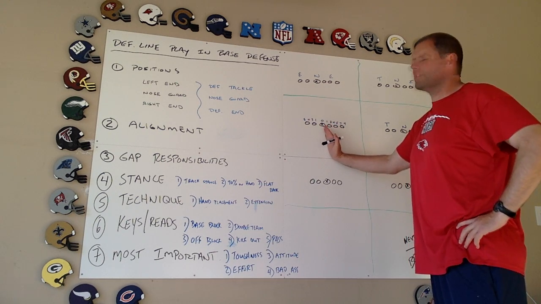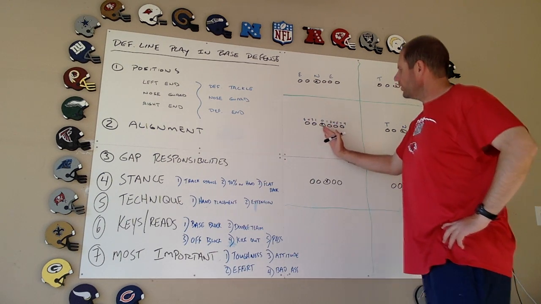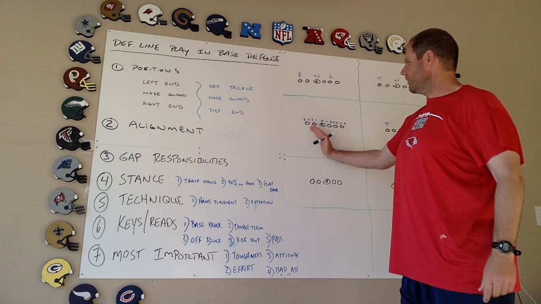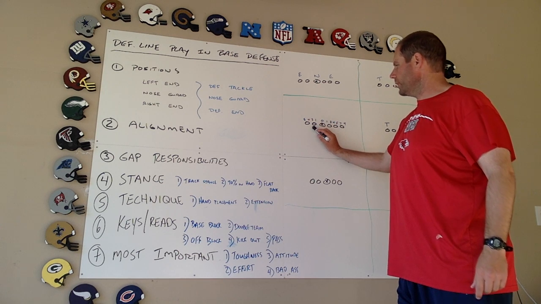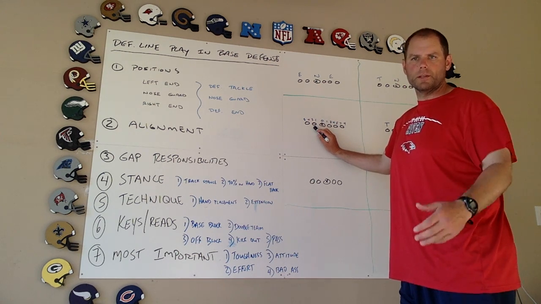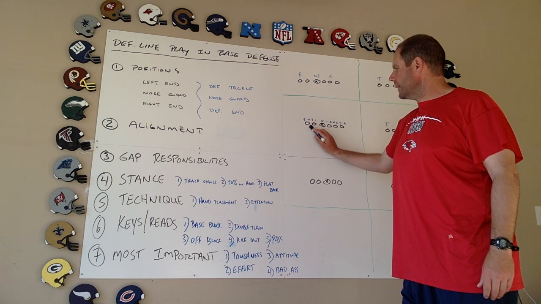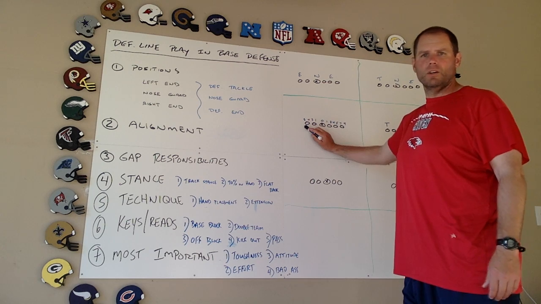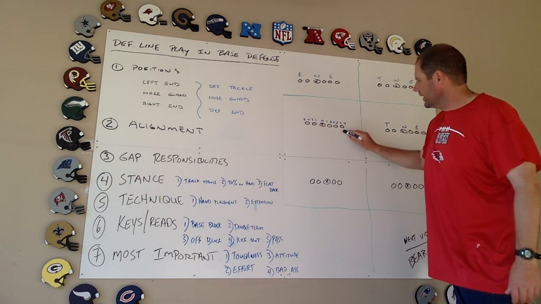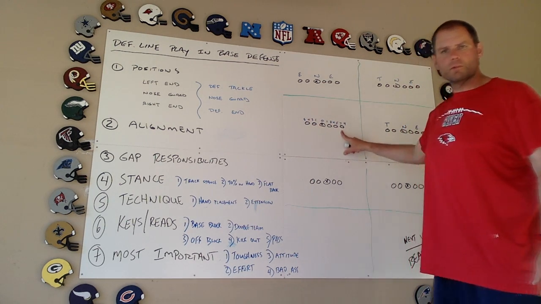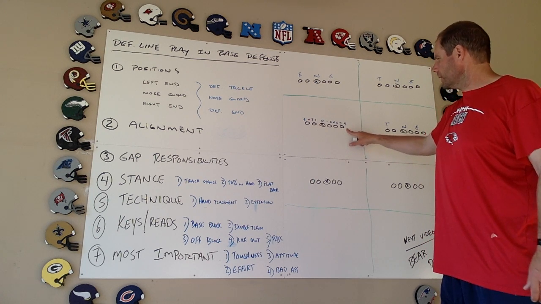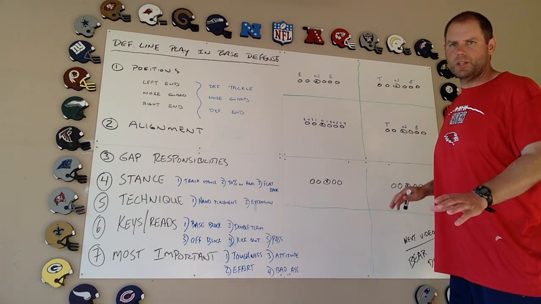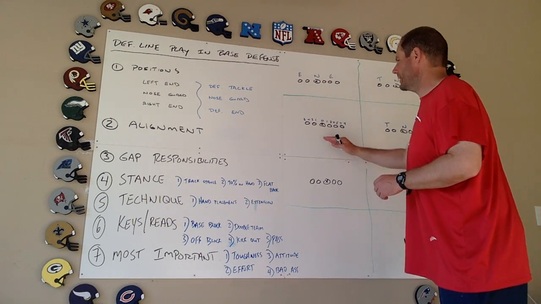If the nose guard is head up of the center, he's in a zero technique. The numbers get bigger as you get further away from the center. So if you're inside shade of the guard, you're in a one technique. If you're outside shade of the guard, you're in what's called a three technique. If you're inside shade of the offensive tackle, you're in what's called a 4-eye. If you're outside shade of the offensive tackle, you're in a 5 technique. If you attach the tight end, now you can get into a 7 technique, which is inside shade of the tight end, and a 9 technique, which is outside shade of the tight end. These are all universal football terms that you can see pretty much anywhere.